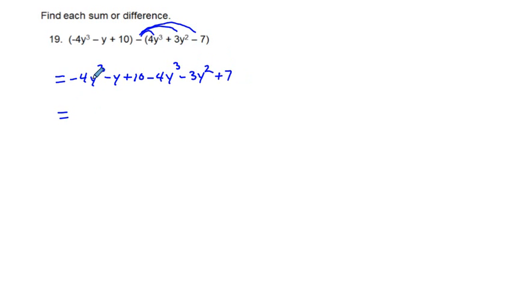And then combining like terms, we have negative 4y cubed minus 4y cubed. That's going to be negative 8y cubed. And so that takes care of that. And we have a y squared term, minus 3y squared. So that takes care of that. And we have a y term by itself, which is minus y. And finally 10 plus 7, and 10 plus 7 is plus 17. All right, that's number 19.